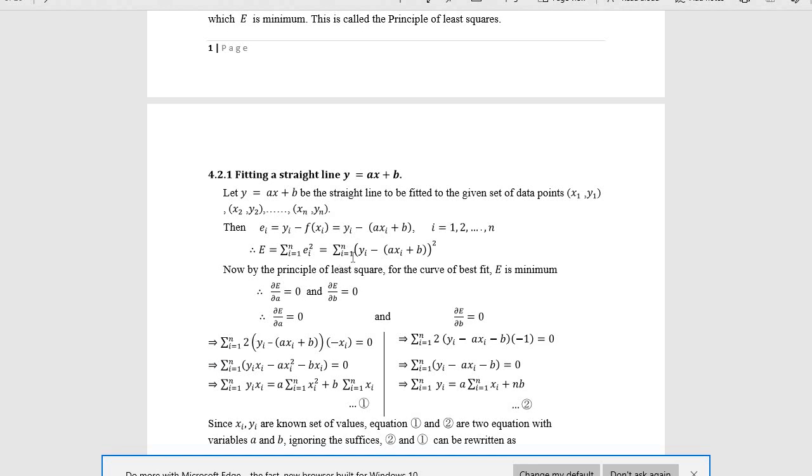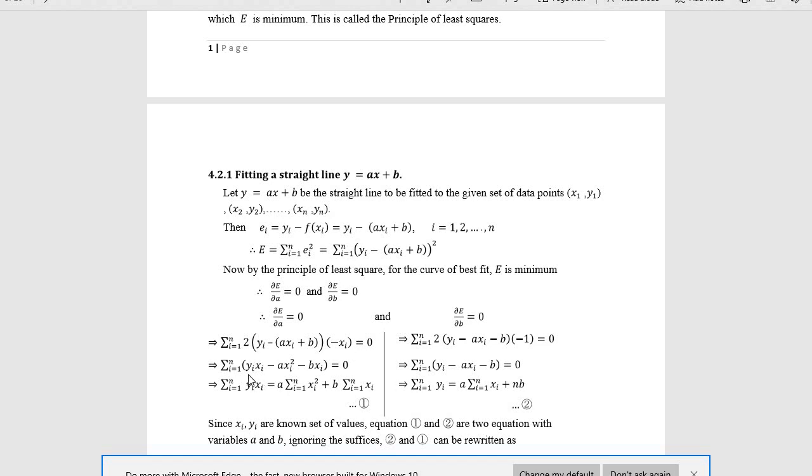What is dou E by dou a? The square: suppose this is capital Y, capital X whole square. Capital X square derivative is 2X, 2 into X with respect to a. What is the coefficient of a? Minus xi. That will be coming as a product. So after simplification, 2 is not equal to 0, so xi will come everywhere. Sigma xi yi is equal to a sigma xi square plus b sigma xi.